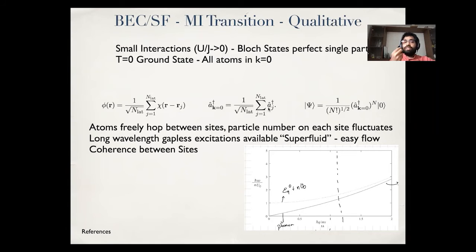So these are all the features that tell us that at very small interaction strength and large tunneling, I have a Bose-Einstein condensate or a superfluid. Okay, so if I kick these atoms in this state, they will flow without resistance. I haven't explained this in detail, but that's how it is.